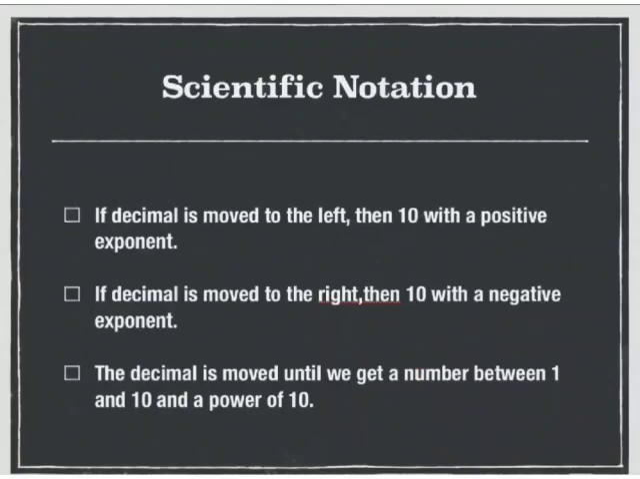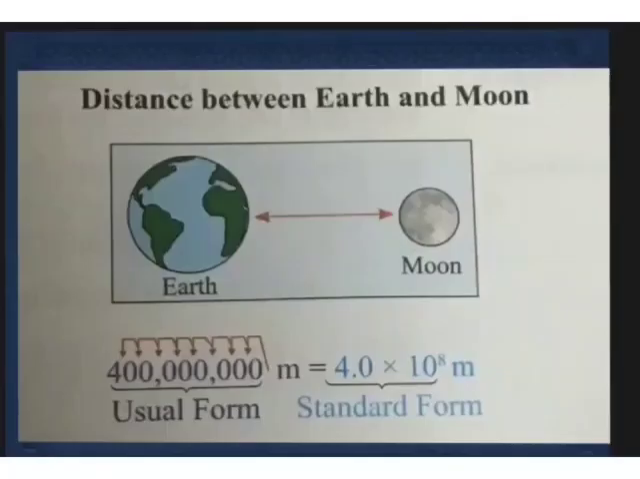To find the standard form of the distance between Earth and Moon, which is 400 million meter, let us convert this into standard form. The decimal is shifted in the left direction 8 places, so it becomes 4.0 into 10 raised to power 8. And according to the rule, if the decimal is moved in the left direction, the power will be positive.